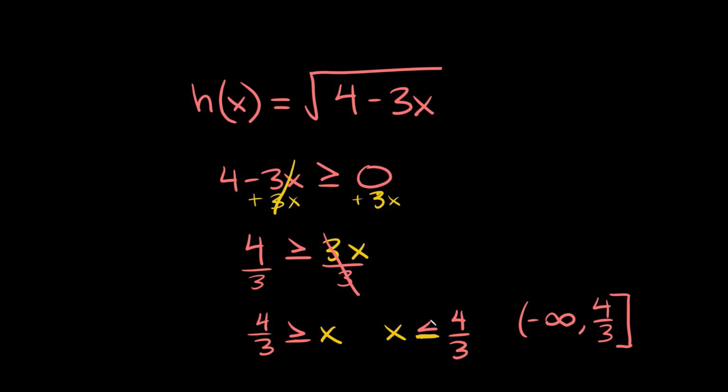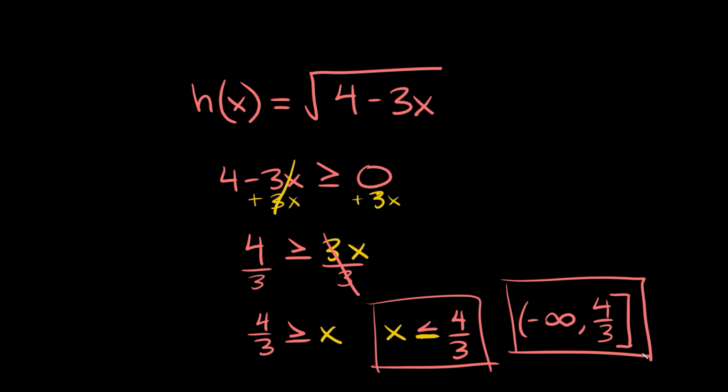So whenever, again, just as a reminder, if you have just a less than or greater than symbol, you use parentheses, but if you have that equal to symbol attached to it, you use a bracket. Okay, so in any case, either one of these answers right here would work.